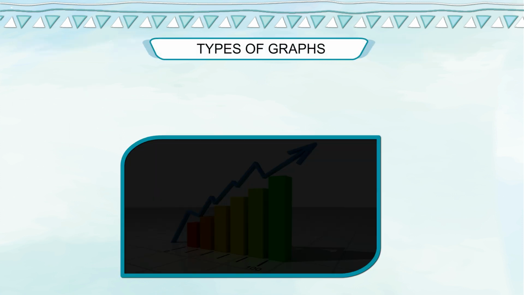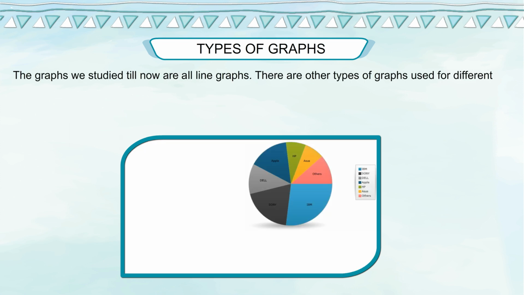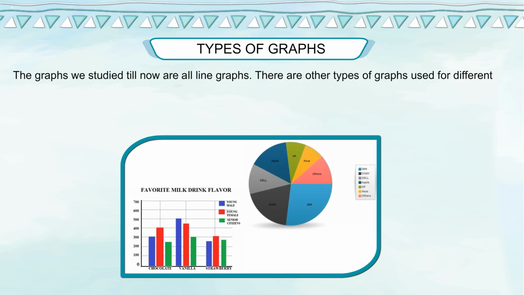speed. Types of graphs. The graphs we studied till now are all line graphs. There are other types of graphs used for different purposes. Pie charts and bar graphs are used to represent data.